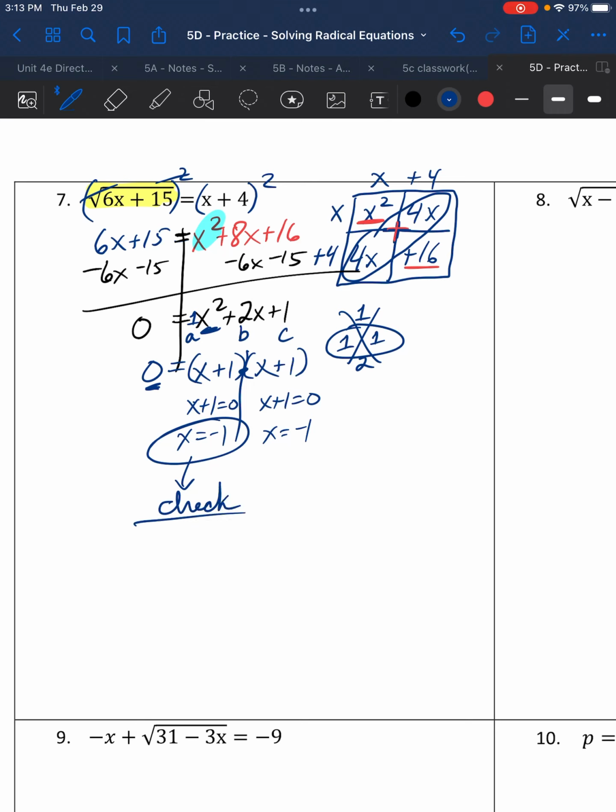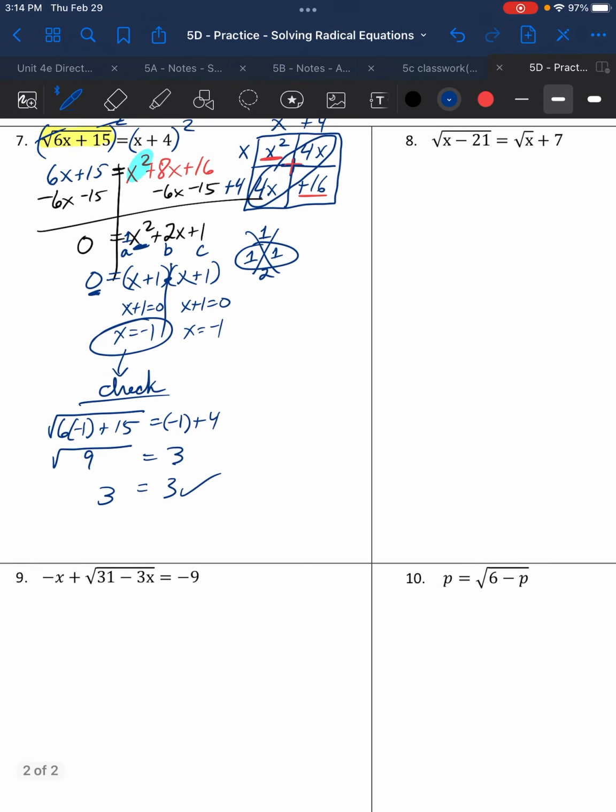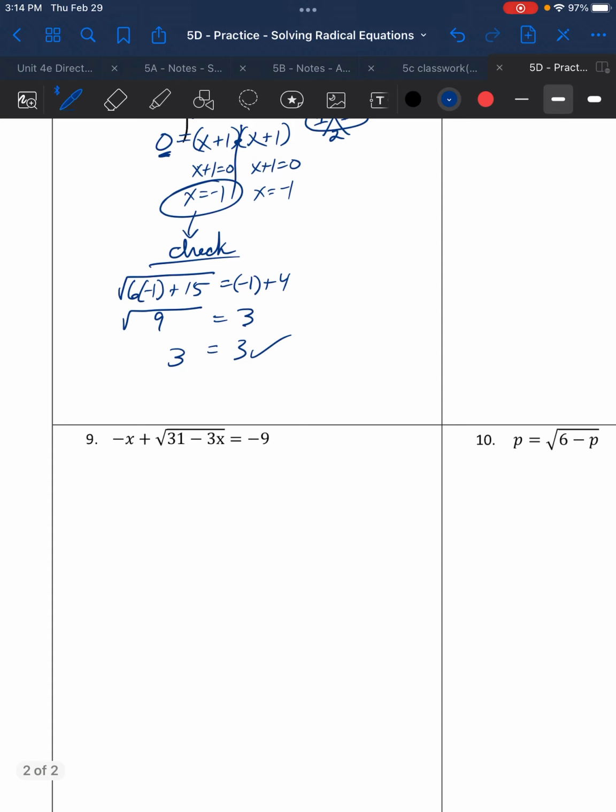Let's hope it works. So substituting back into the original problem, the square root of 6 times negative 1 plus 15 is going to equal negative 1 plus 4. So 6 times negative 1 is negative 6, plus 15 is 9. And the square root of 9 is 3. On the right side I have negative 1 plus 4, that's 3. That's good, 3 equals 3. All right, let's get to a different problem.